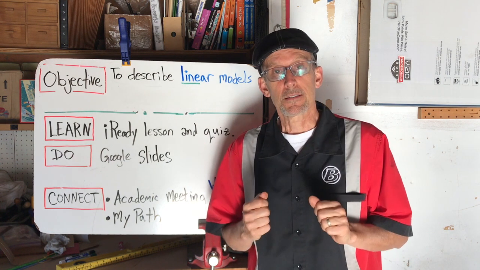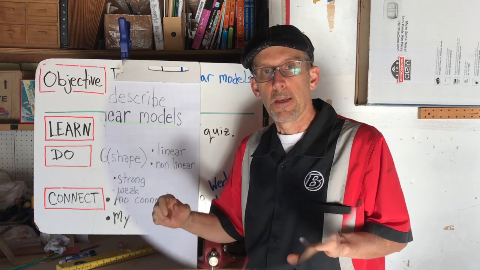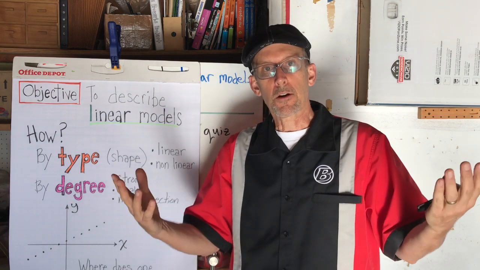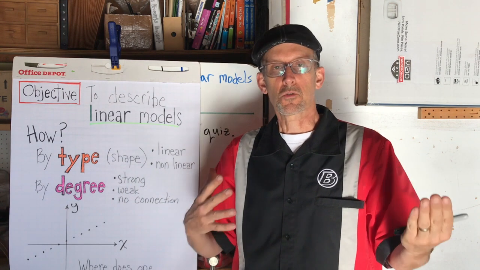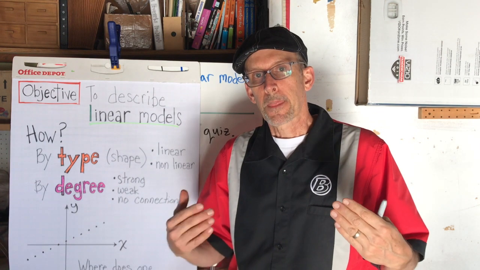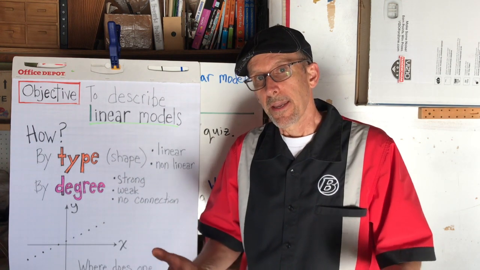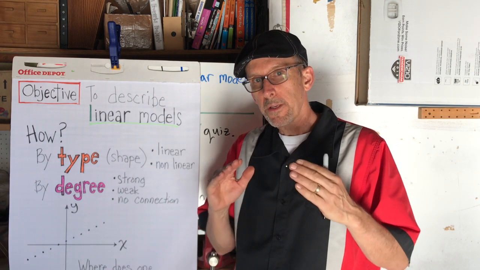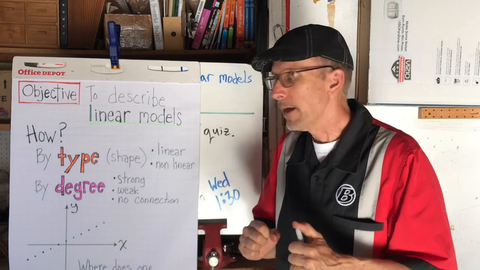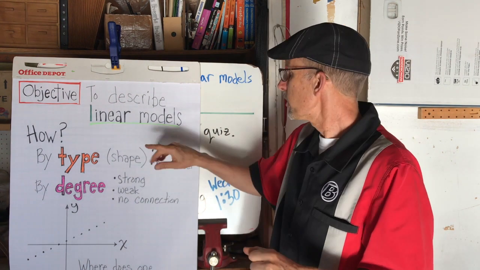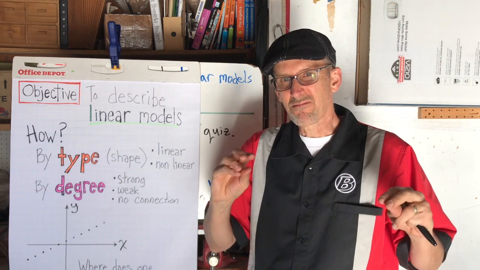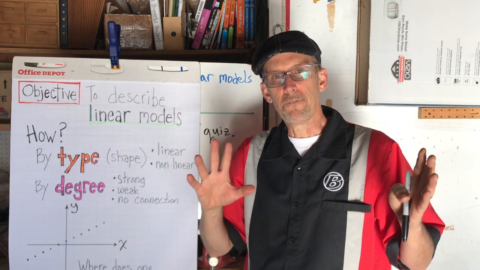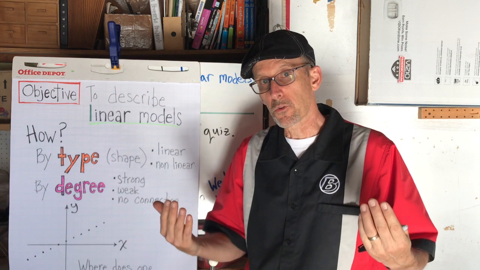So hey, let's take a look at describing linear models. Last week you were given some scatter plots and asked to describe them in certain ways. We're going to continue that this week, and we're going to hone in more specifically on describing linear models. So we're going to restrict it to just models that you could put a straight line through.